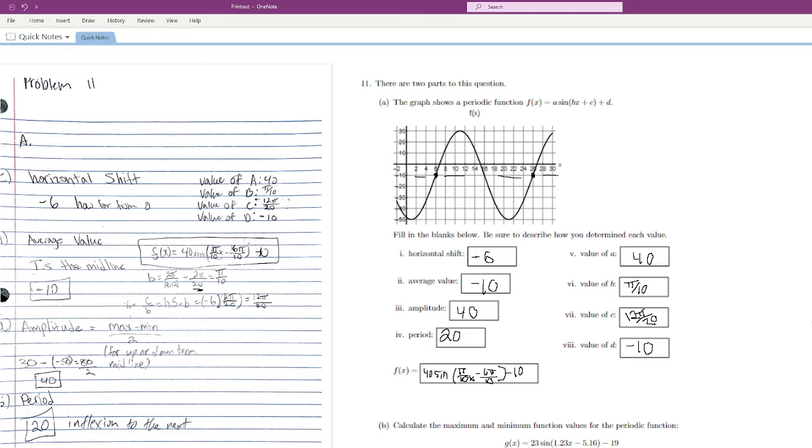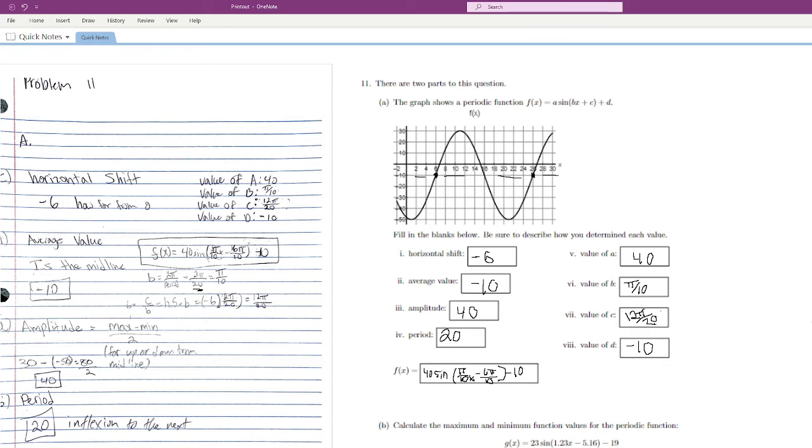which is also equal to, like, you multiply B by both sides, you take the whole horizontal shift, multiply that by B, so then we have -6, multiply that by 2 pi over 20, which then gives us 12 pi over 20. And then I wrote 12 pi over 20 here, but I reduced it later to 6 pi over 10.